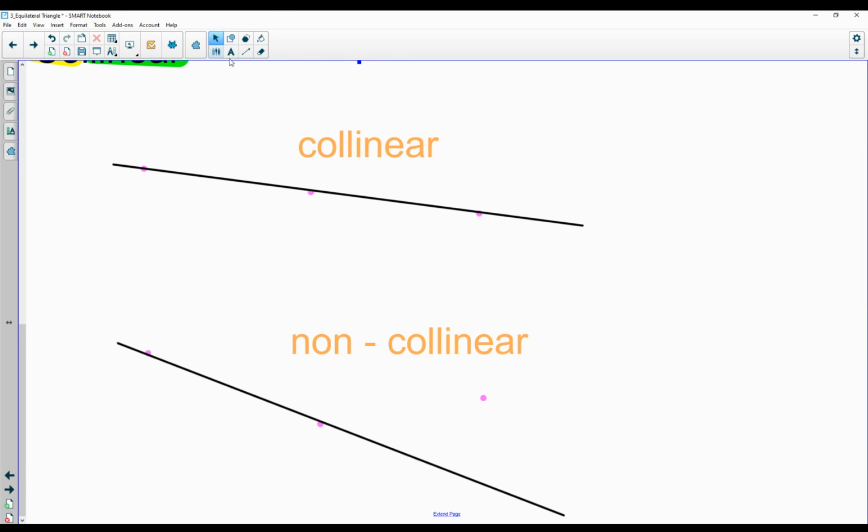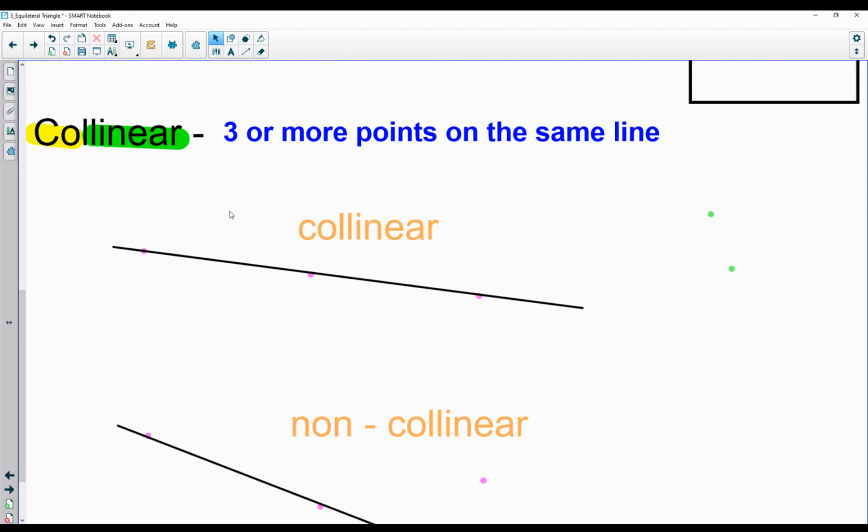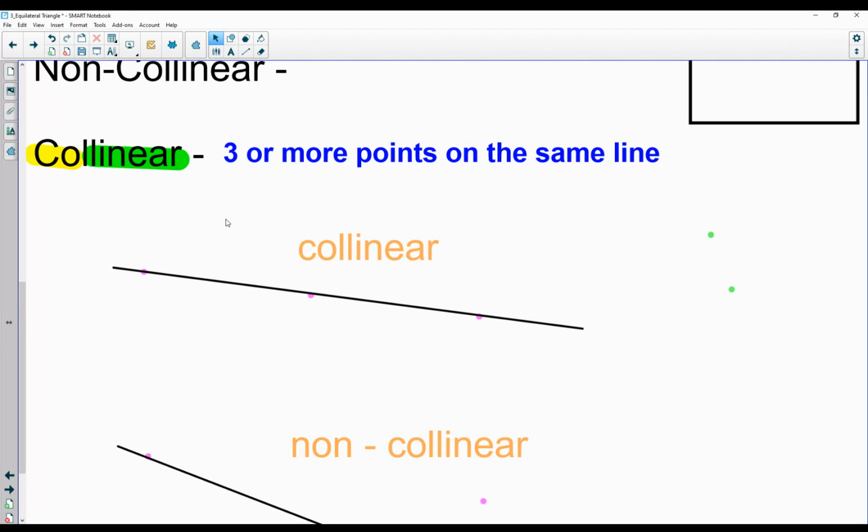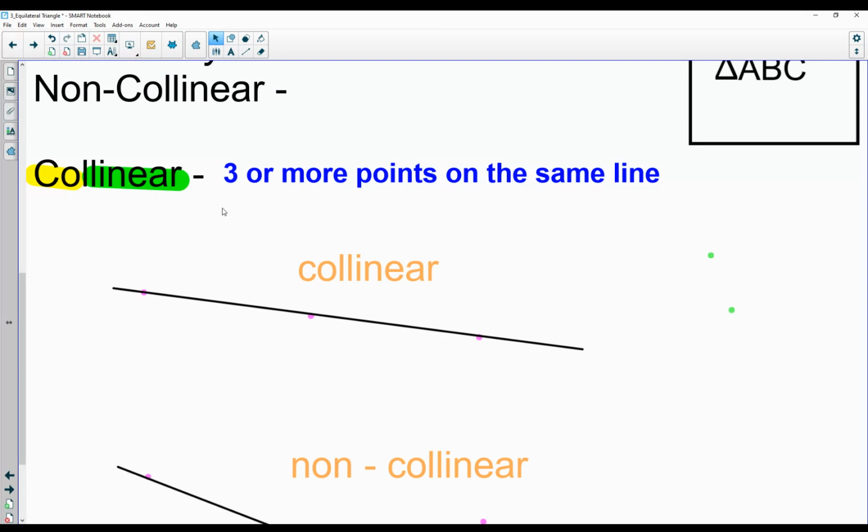But as soon as I just put in two points, any two points that I have, no matter how I move my points, a line can always go through them. So that's why in the definition of collinear and non-collinear, we focus on having three or more points on the same line being collinear. Non-collinear are simply points that are not on the same line. But as soon as you have two points, they always lie on the same line. So there are our two vocab terms.